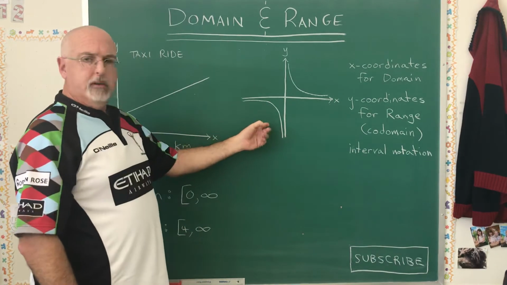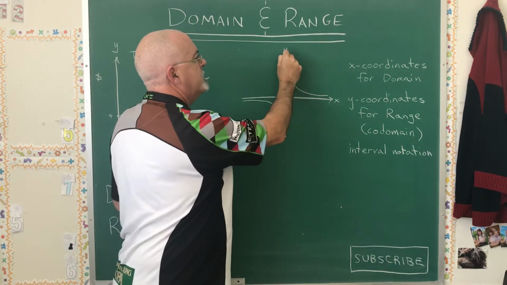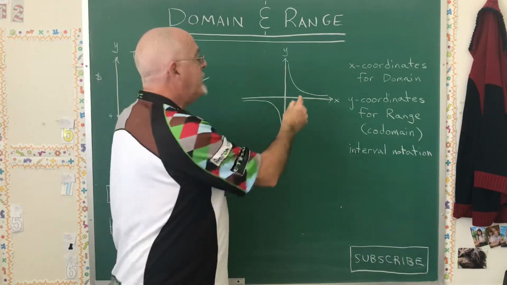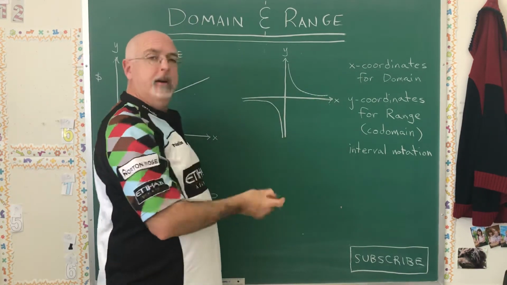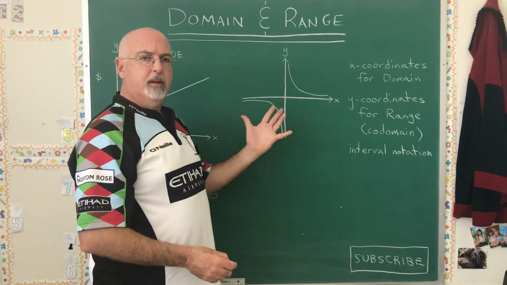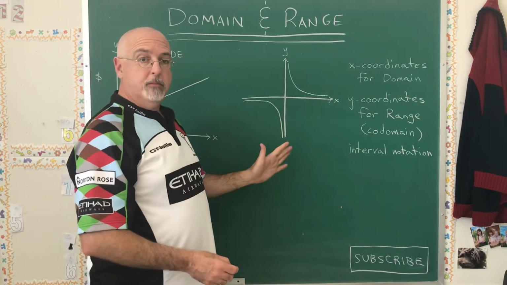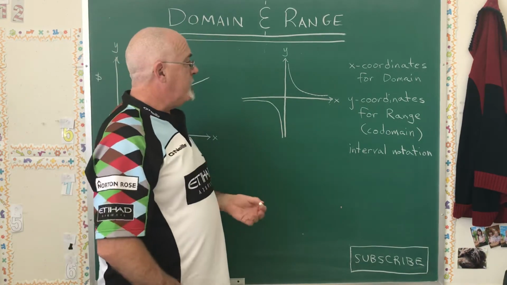In this inverse function, we have a curve that approaches the y-axis but never touches it, and approaches the x-axis and never touches it. And the same thing happens over here. So what this means is that all real numbers are possible in this function, but not 0. So there's a couple of ways of expressing that when we're asked for the domain and the range.